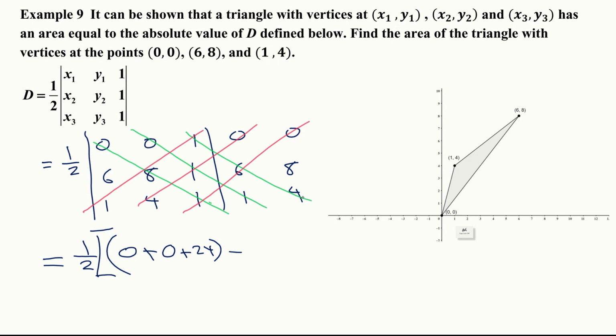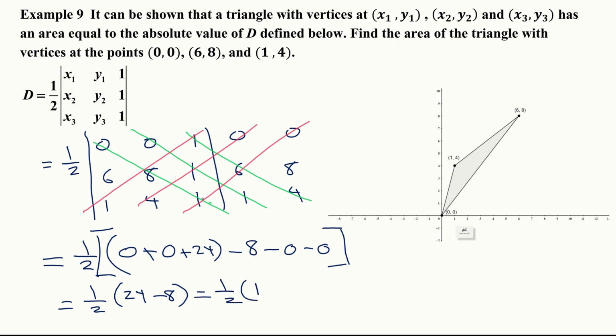And then minus, that's going to be 8. That product is 0, and so is that. So minus 0, minus 0. So it's going to be 1/2 times, that's going to be 24 minus 8, so that's going to be 16, right? So that's going to be 8. Obviously 8 square units, depending on whatever units are at work here.